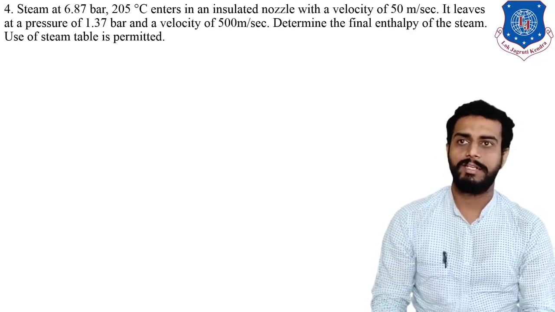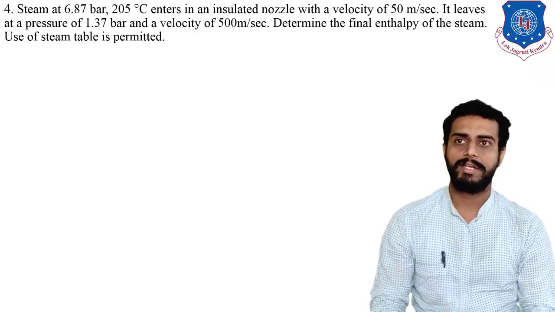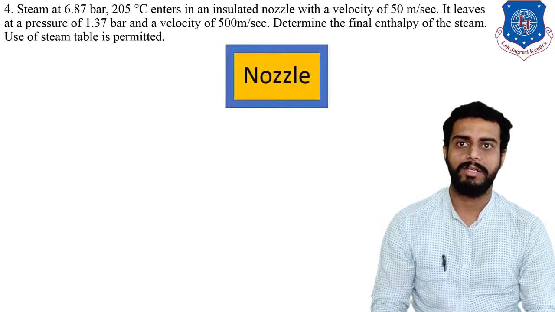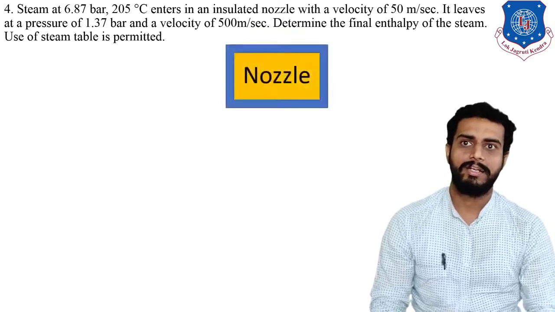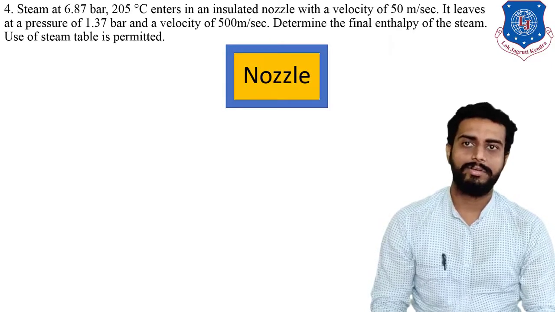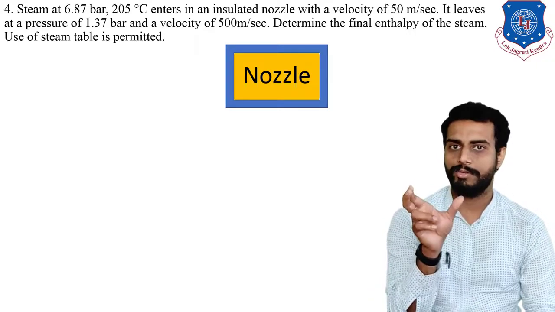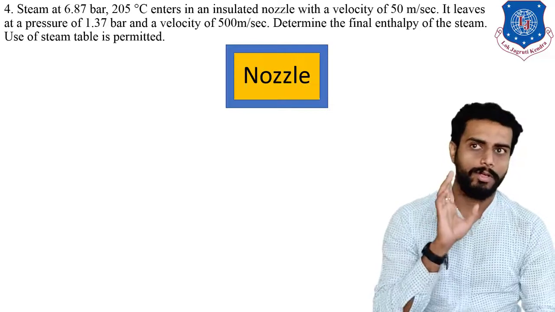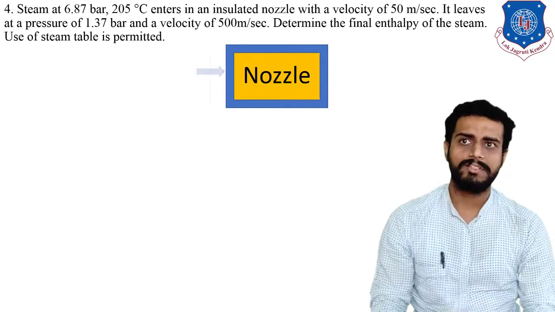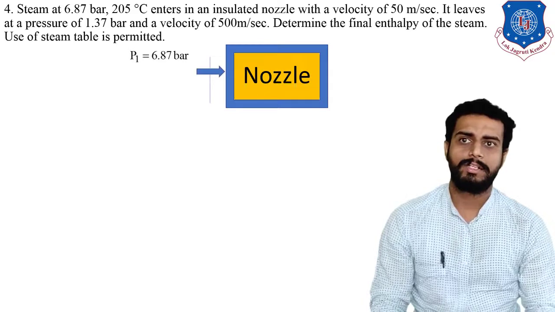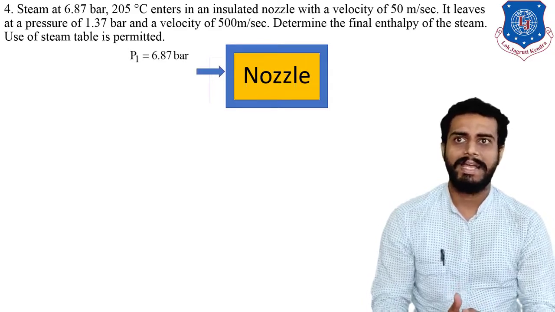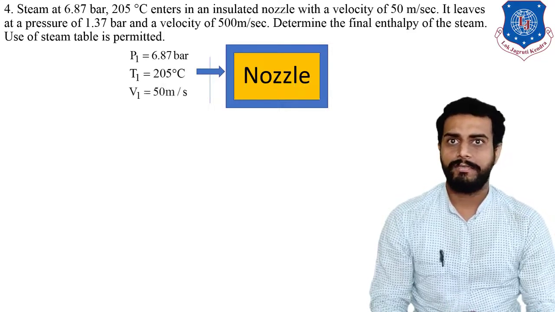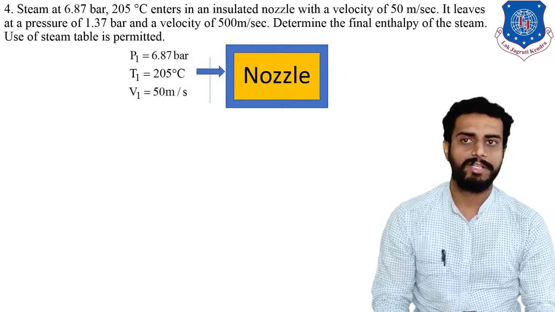Okay, so let us read the given data first. Steam at 6.87 bar, 205 degrees Celsius enters an insulated nozzle. So let us consider that this is the nozzle, and insulation is there. That means the word insulation is used, so heat transfer during that process will be zero, first of all. Pressure is given as 6.87 bar and 205 degrees Celsius temperature, with velocity of 50 meter per second. V1 is given as 50 meter per second.